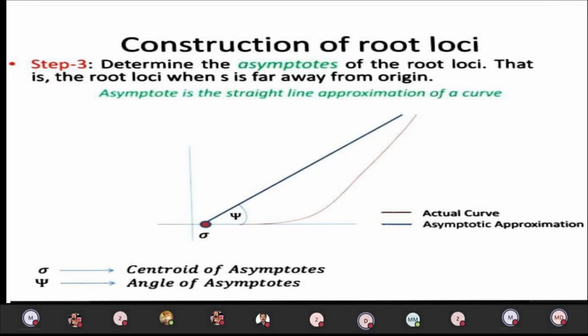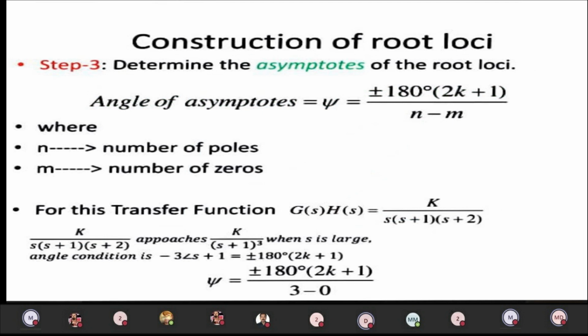It's very simple. For the third step, you have to determine the angle of asymptotes and centroid. For this we have to follow the formula. The angle of asymptotes will be plus or minus 180 into (2k plus 1) divided by (n minus m), where n is the number of poles, m is the number of zeros, and k varies from 0 to 1. Now we are going to take the transfer function. Here you have to consider that three poles are there, so n is equal to 3 and m is equal to 0.